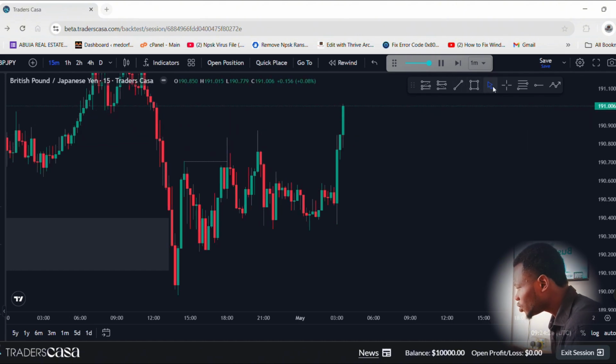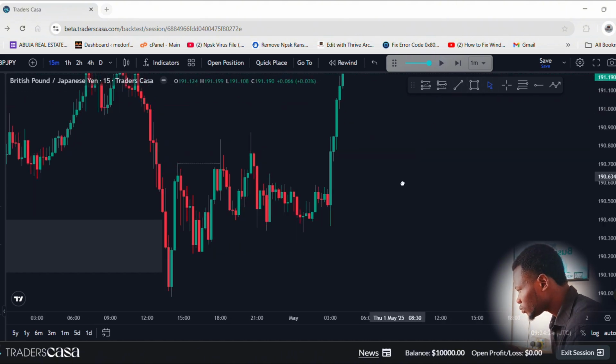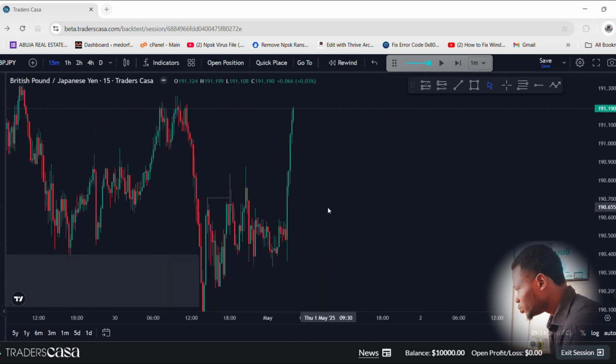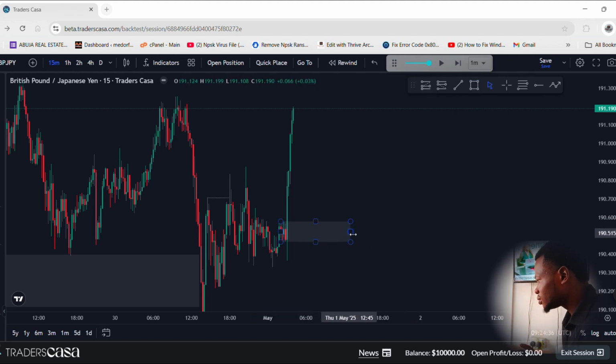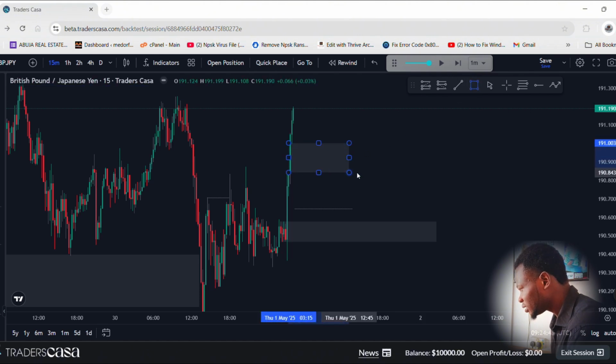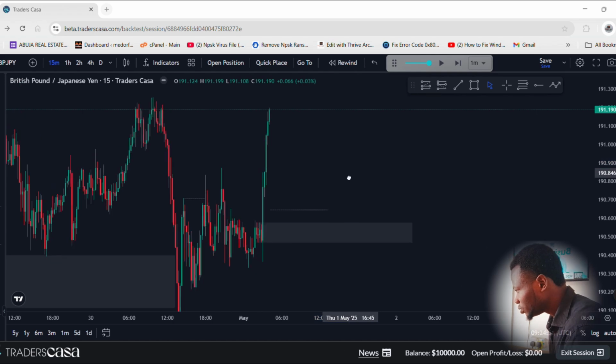That's nice, that's good. So right now we have seen price has taken off, right? Price has taken off. So what else are you waiting for? We have this here. This is a clean order block. We have this imbalance here. So we have another imbalance here, but I'm not interested in that one, right?